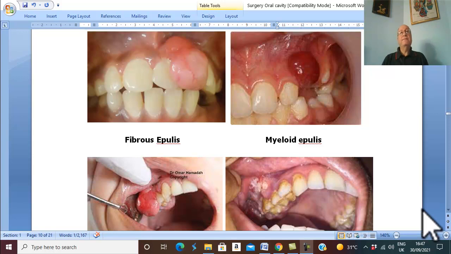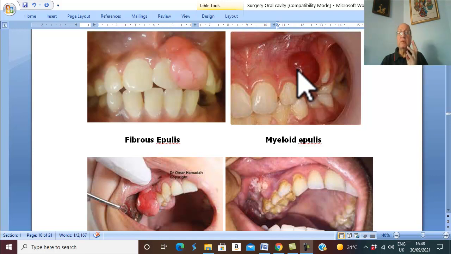Jaw swellings. Classification of jaw swellings into epulis. First of all, epulis is any swelling related to the mucoperiosteum of the gum.